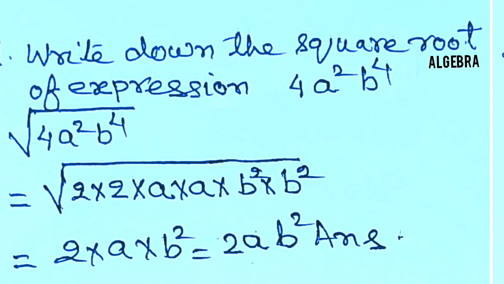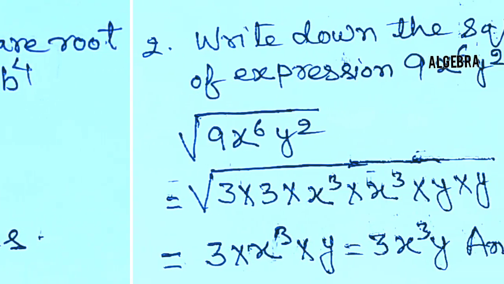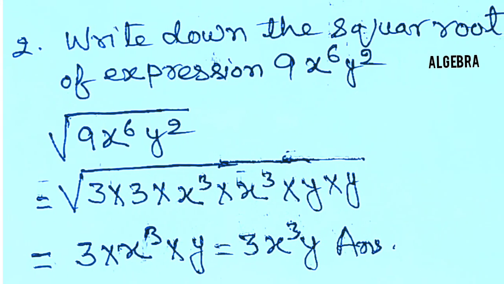Answer. 2. Write down the square root of expression 9x^6 y^2. The square root of 9x^6 y^2 is equal to the square root of 3 into x^3 into y, which is equal to 3 into x^3 into y, which is equal to 3x^3 y.